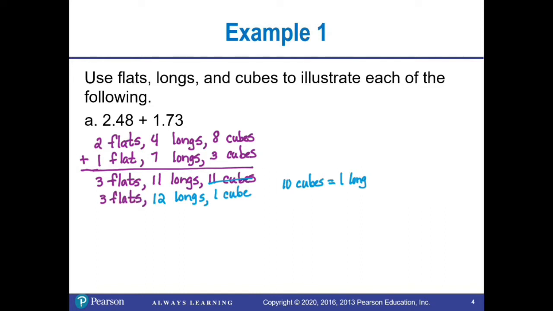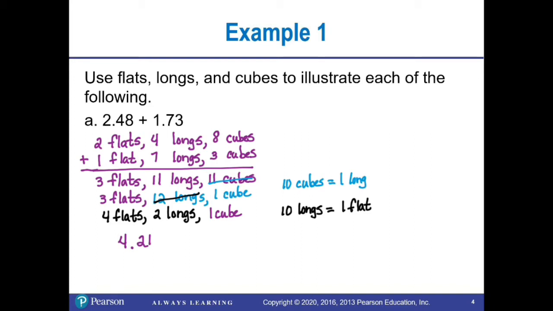We also discussed earlier this semester that 10 longs make a flat. And so I'd exchange 10 longs for a flat, so that gives me 4 flats. I have 2 longs left, and then I have 1 cube. The 4 flats represent 4 units or 4 ones. The 2 longs represent 2/10ths, so I have a 2 in the 10ths place. And the 1 cube represents 1/100th, and so I have a 1 in the 100th place. And so my answer is 4.21.